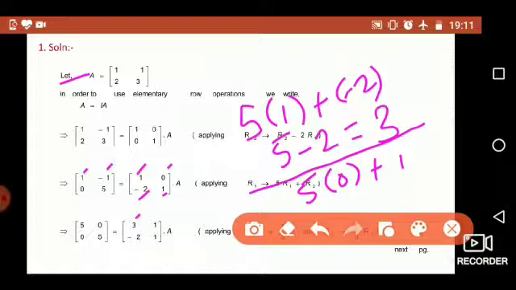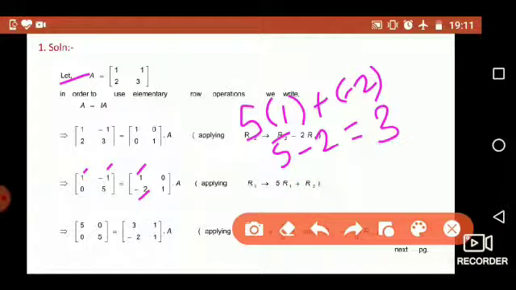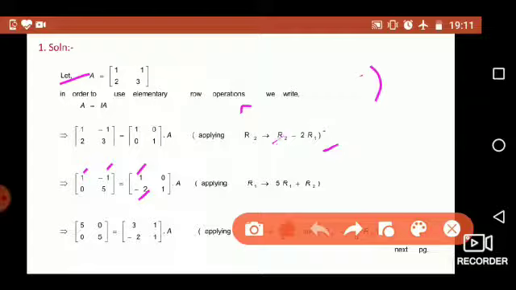Therefore 5 zeros are 0, plus 1 gives 1. Therefore the element in this row is 3 and 1, into matrix A as it is. My dear students, this problem is not yet over because our intention is to convert the left hand side matrix into the unit matrix.